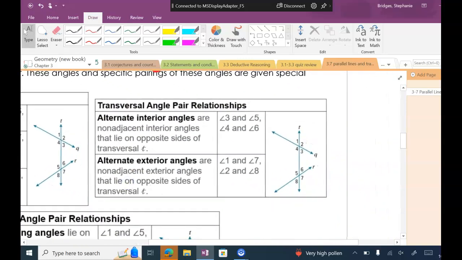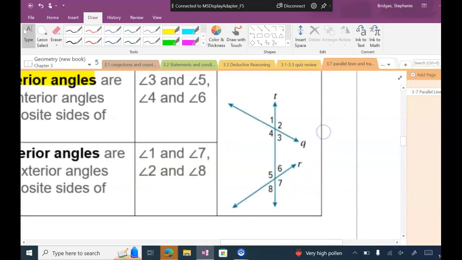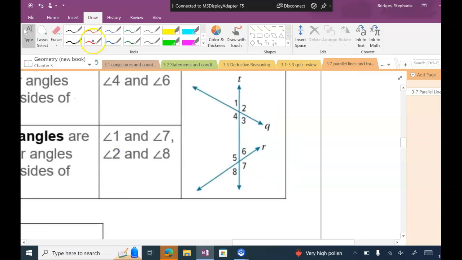Then we have what we call alternate interior angles. So these angles are on opposite sides of the transversal, but in between my two lines. Opposite sides of the transversal, but in between my two lines. So let's start with 4. What is on the opposite side of the transversal from 4, but in between my two lines? 6.